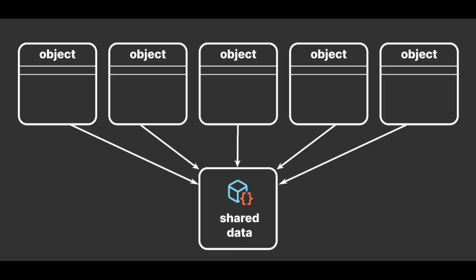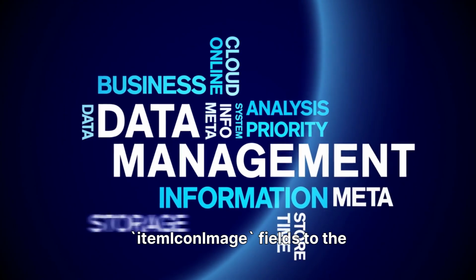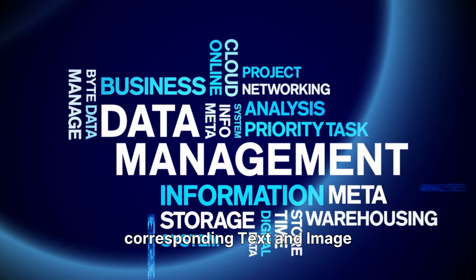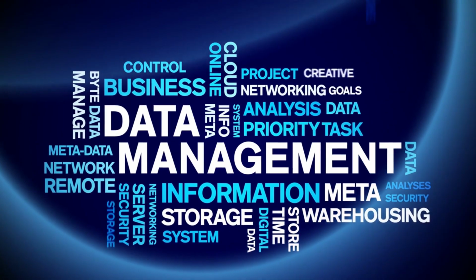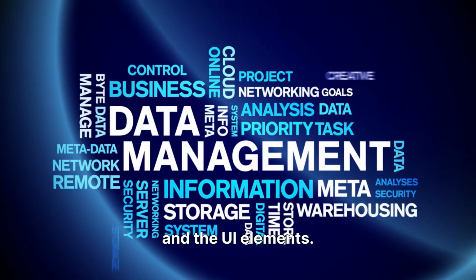In the inspector for the ItemDisplay script, drag and drop your sword_data ScriptableObject asset into the itemData variable slot. This links your MonoBehaviour to the specific data asset. Connect the item name Text and item icon Image fields to the corresponding Text and Image components in your scene's UI. This establishes the visual connection between your script and the UI elements.